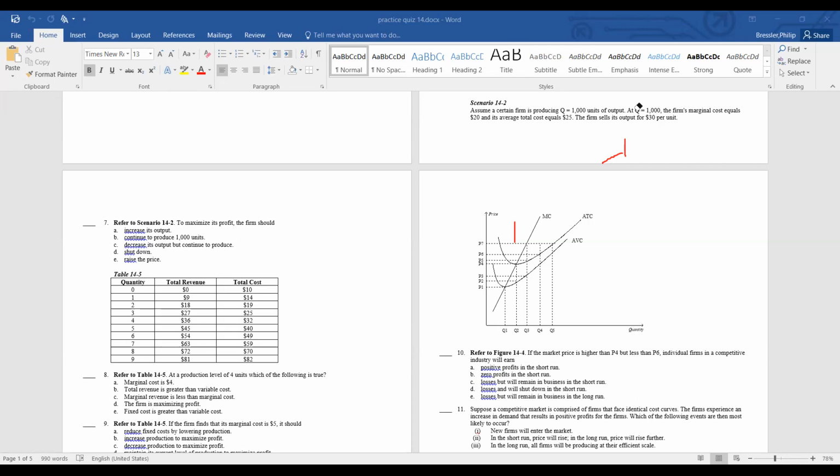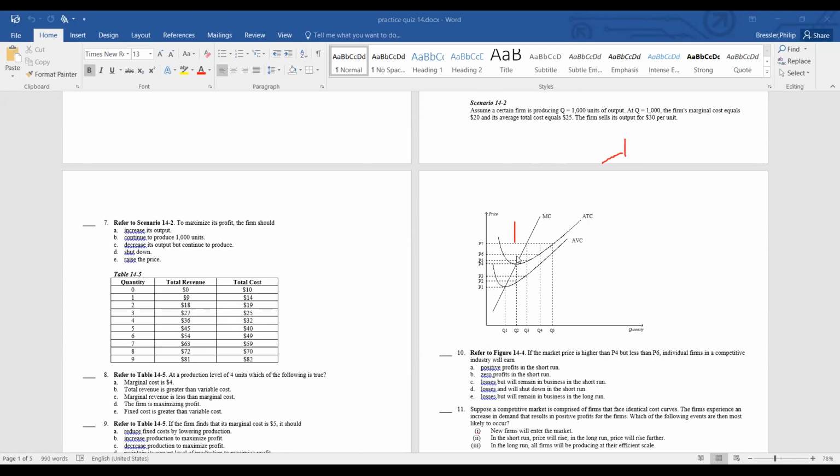Okay. All right. Then we want to look at 10. If the market price is higher than P4, but less than, all right, so P4 is here. I take that as Mr. Darp to where it hits MC. I'm right at break even, right? I'm at zero economic profit. So if the market price is higher than P4, but less than P6, so the market price is going to be above the ATC, I'm making profits.